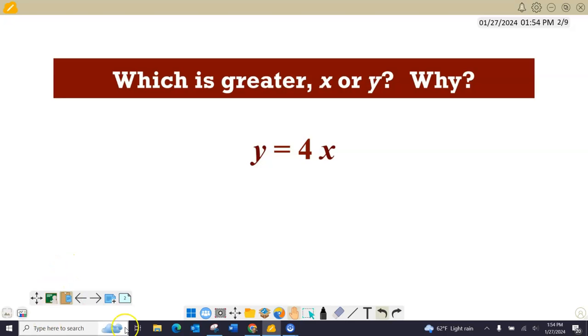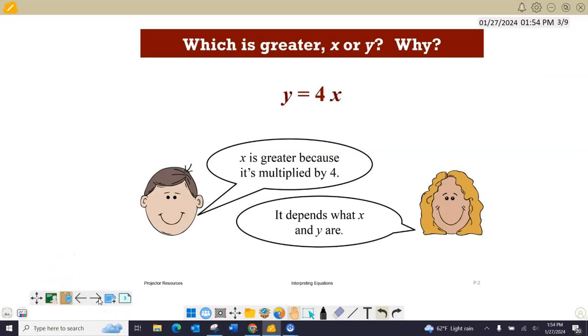Okay. X and Y, here are 2 thoughts about this. Here we've got these 2 people here, they're throwing their ideas out. This is Billy Bob. Billy Bob says X is greater, obviously, because you're multiplying it by 4, and that'll make it greater than Y. This is Sally Bob. Sally Bob says, well, it depends on what X and Y are. Okay, so which one of these do you think is correct, right?